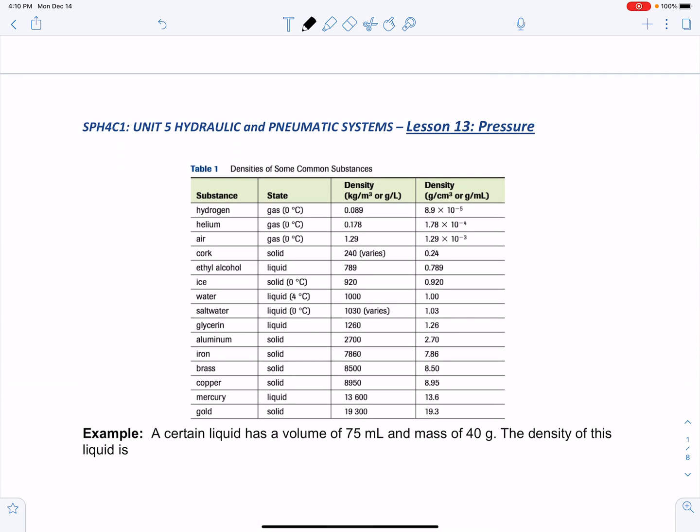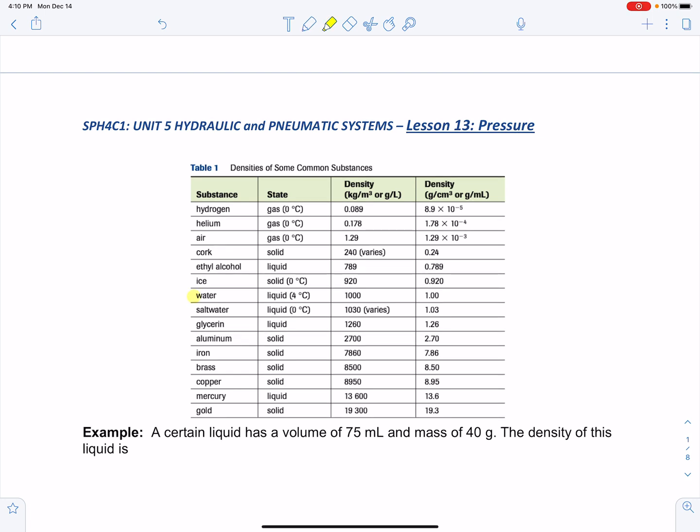Every substance has its own unique density. It's a characteristic property that belongs to only that particular pure substance. Here's a table that shows the density of common substances. What you need to be familiar with is the density of water, which is 1 gram per centimeter cubed, or 1 gram per milliliter, or 1,000 kilograms per meter cubed. This is the only one that you really need to remember, and it's an easy one to remember. As I mentioned, it's equal to 1 gram per centimeter cubed.